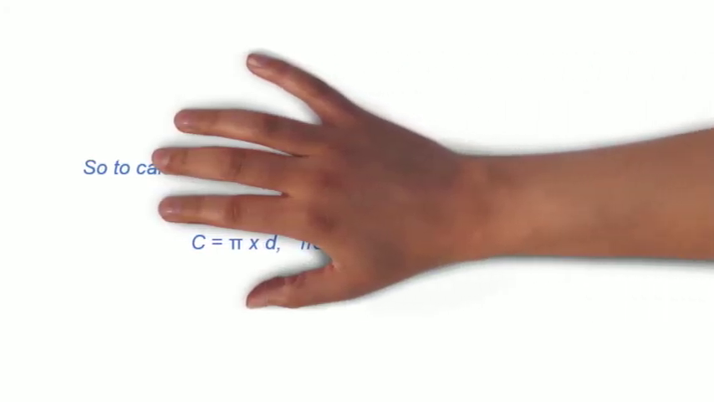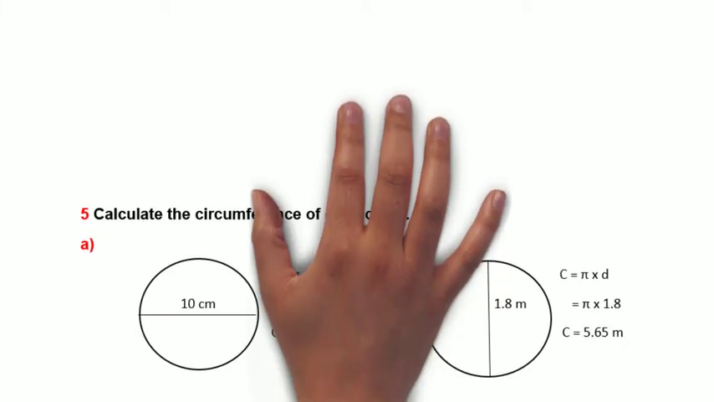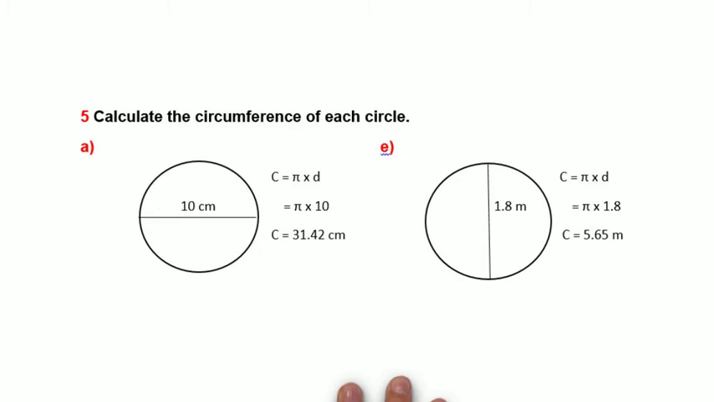And when we apply that to a formula, we get the formula circumference equals pi times d, or C equals pi d. Or if using the radius, circumference equals 2 pi r, because r is half the length of d. So either pi times d or 2 pi r. Let's have a look at question 5, which is applying circumference equals pi times d. So part A, pi times 10, and then part E, pi times 1.8. Straightforward examples of C equals pi d.